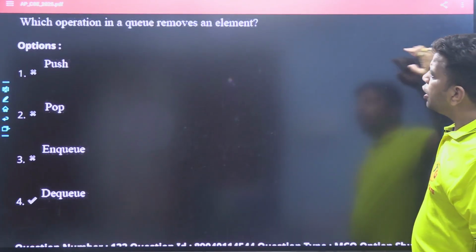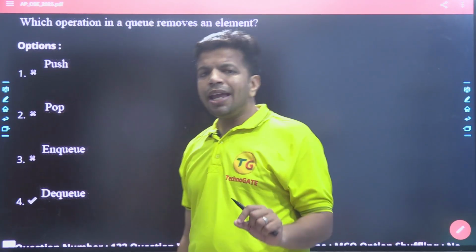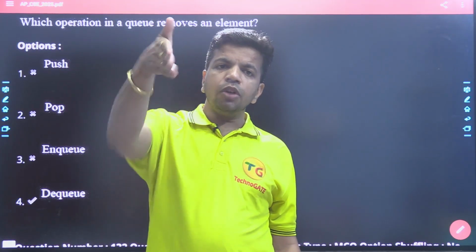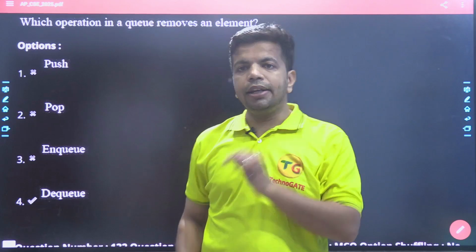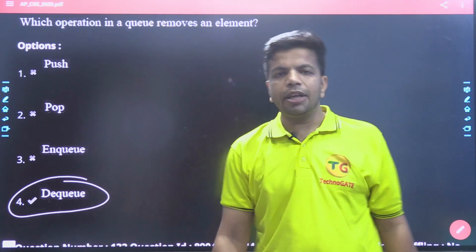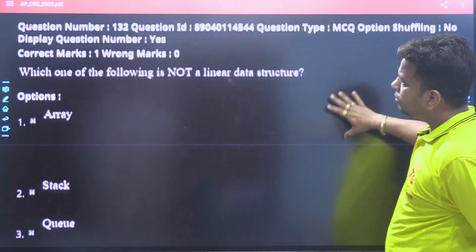Which operation in a queue removes an element? We can perform two types of operations on a queue: the EQ (enqueue) operation to insert an element, and the DQ (dequeue) operation to delete an element from the front. You can go with answer number 4, the DQ operation. Got it? Let's move to the next one.